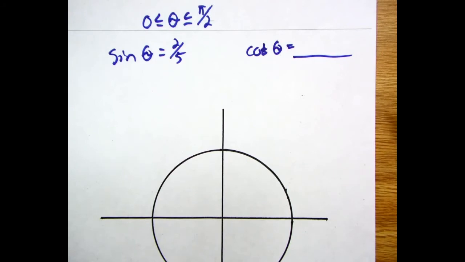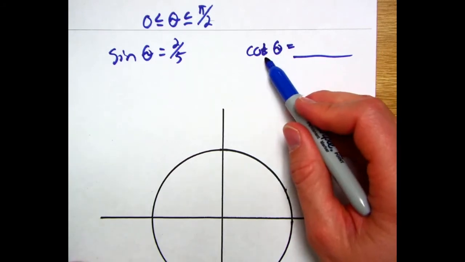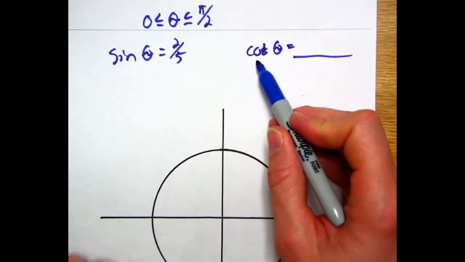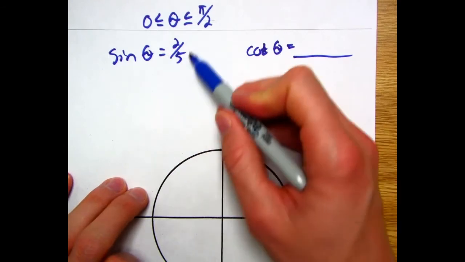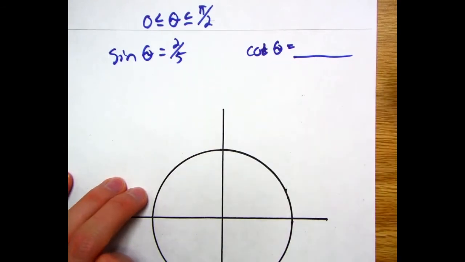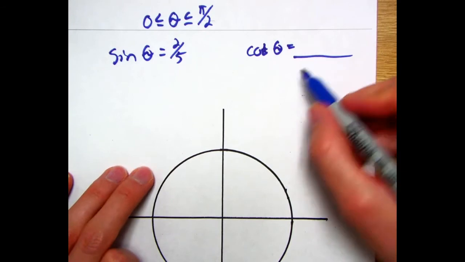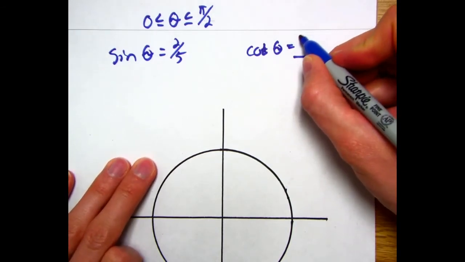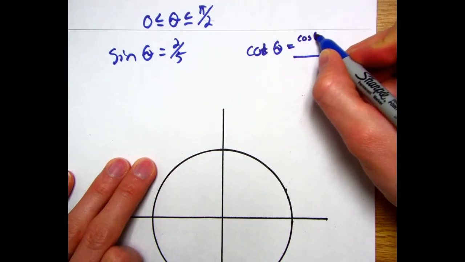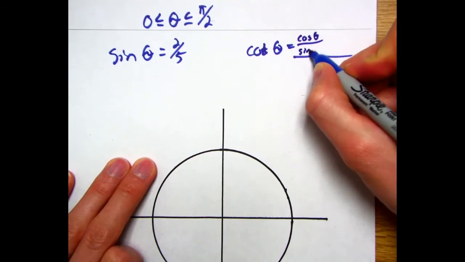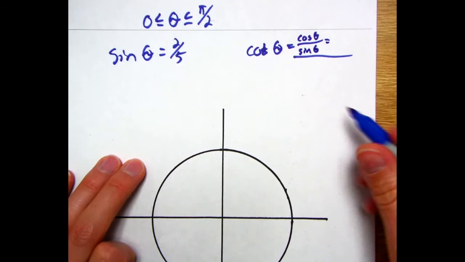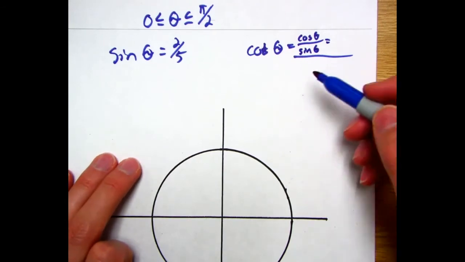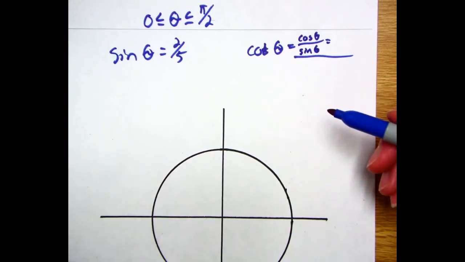Okay, well, we're quite a ways away from finding cotangent. If it was cosecant, that'd be a little easier because I'd just have to find the reciprocal of sine. Cotangent's a little bit different beast because cotangent is going to be cosine of theta over sine of theta. Okay, so I'm going to have to find both cosine and sine. I know what sine is. I just have to find cosine.